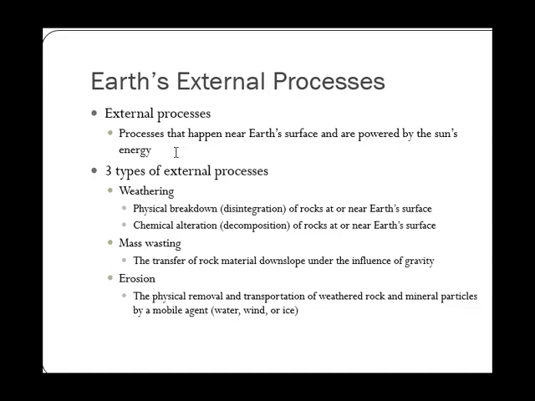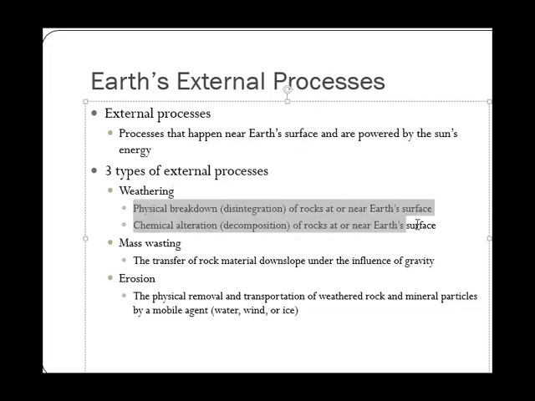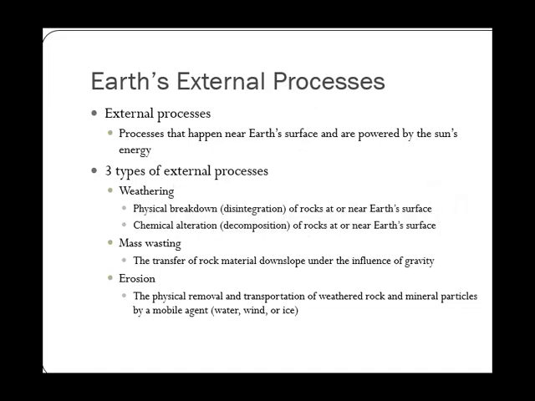All right. How do these things happen? Well, there are three basic types of processes that are powered indirectly by the sun's energy. First, you have weathering. Weathering is a physical breakdown of rocks at the Earth's surface, or a chemical alteration of rocks. You could have chemical weathering or physical weathering. We'll learn some different types of processes of how this weathering happens, but weathering is when rocks break down, which could happen because of physical reasons or chemical reasons.